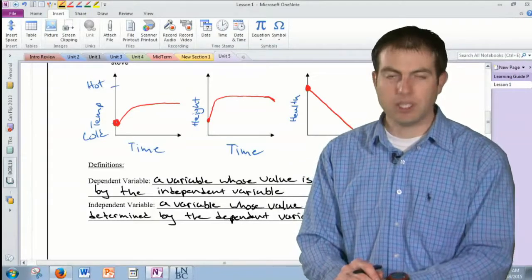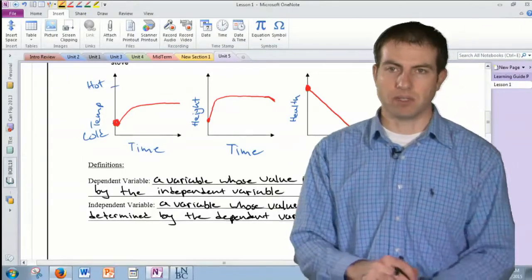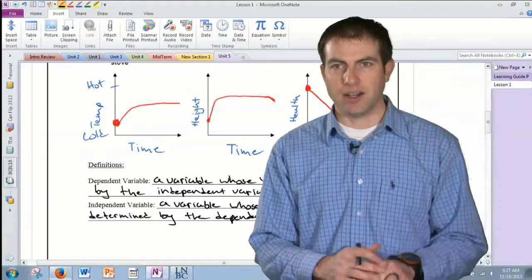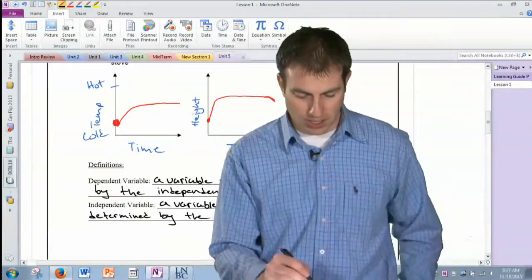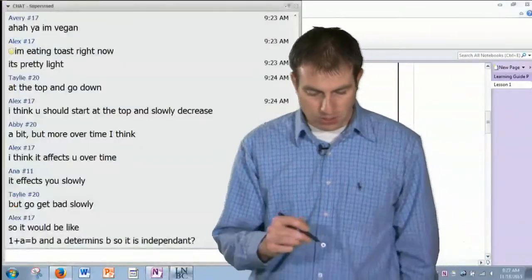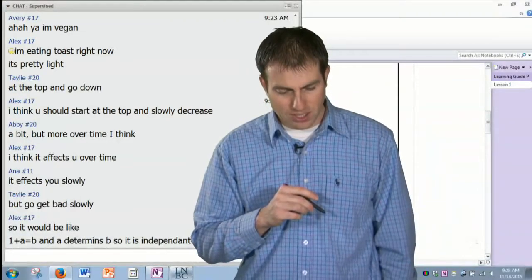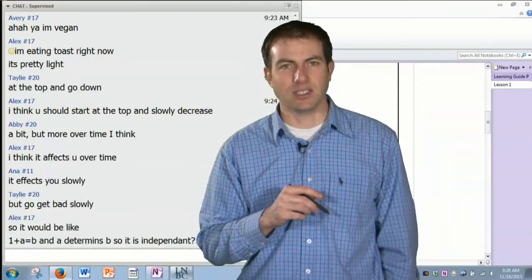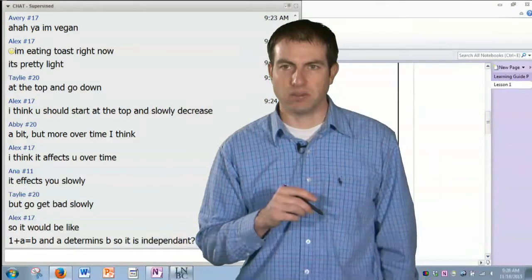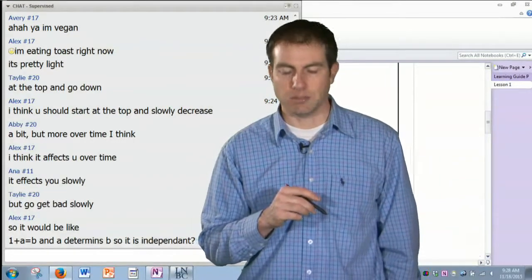So generally speaking, let's come up with something that makes a little bit more sense. So it would be like 1 plus a equals b, and b determines, so it's independent. It kind of is like that, actually. I never really thought about it in terms of an equation like that.